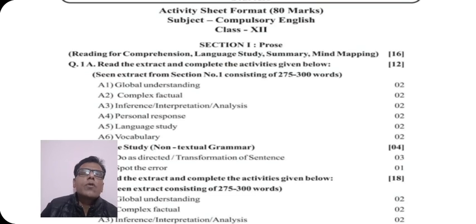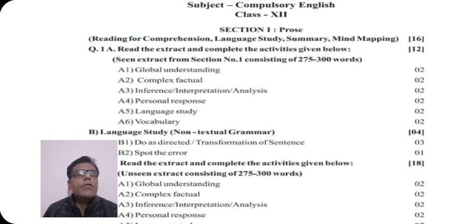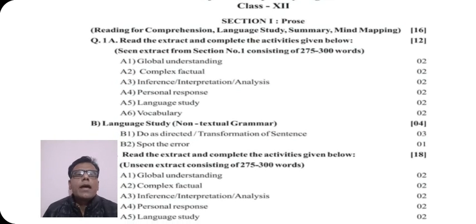First activity will be of global understanding of 2 marks. Then activity number 2 will be on complex factual, again 2 marks. Activity number 3, inference or interpretation or analysis of 2 marks. Then activity number 4 will be on personal response for again 2 marks. Number 5, language study again for 2 marks. Activity number 6 on vocabulary, again 2 marks.